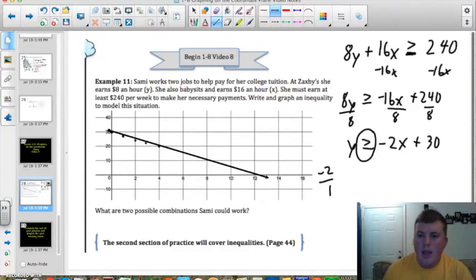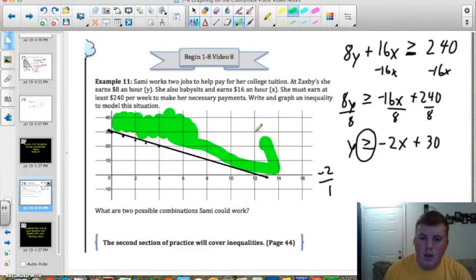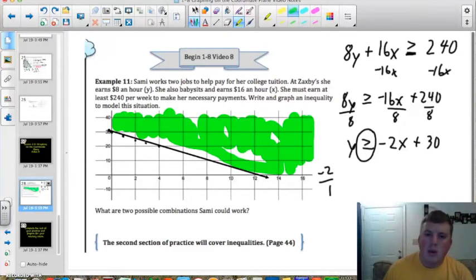Alright. And then we want to look at where we need to shade. If we are looking at where we need to shade, it is greater than or equal to, so we want to shade everywhere above. We are finally asked at the end, what are 2 possible combinations? So we can pick any 2 ordered pairs in the shaded region.